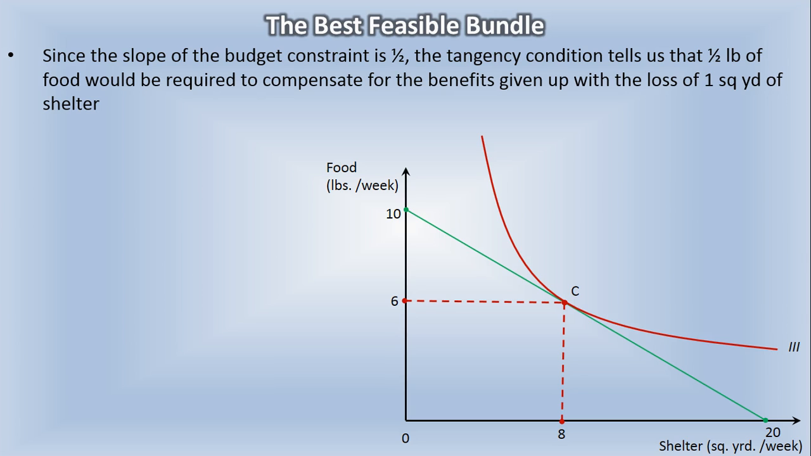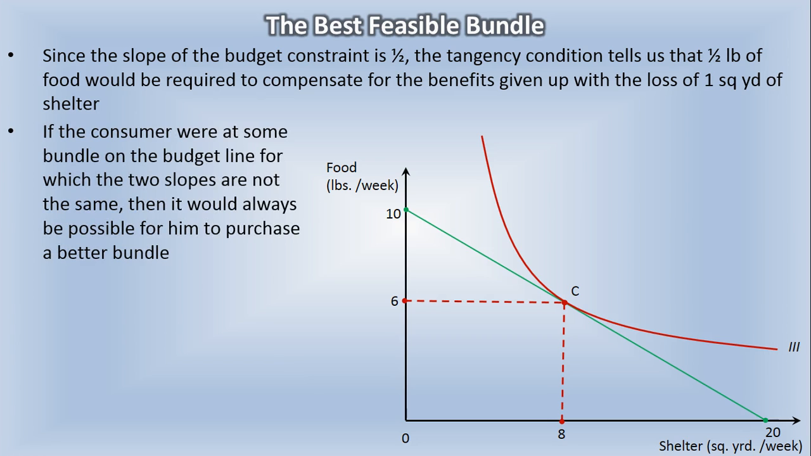At point C, the subjective trade-off is also the same. At point C, the consumer views an additional unit of shelter to benefit her in terms of half a unit of food. That's the benefit she gains from consuming an additional unit of shelter along her indifference curve. And so the extra benefit from consuming an additional unit of shelter is equivalent to the extra cost incurred by consuming an extra unit of shelter at that equilibrium. If the consumer were at some other bundle on the budget line for which the two slopes are not the same, then it would always be possible for her to purchase a better bundle.